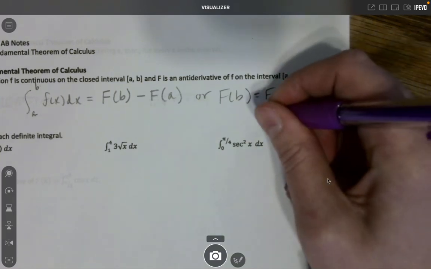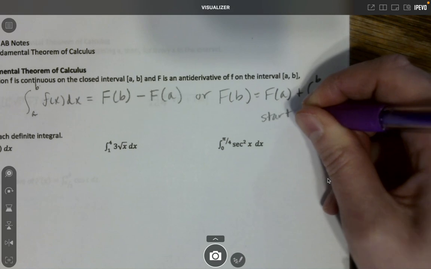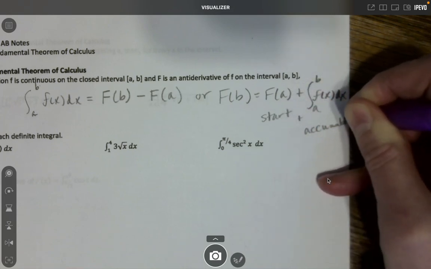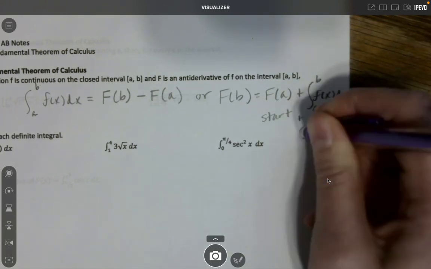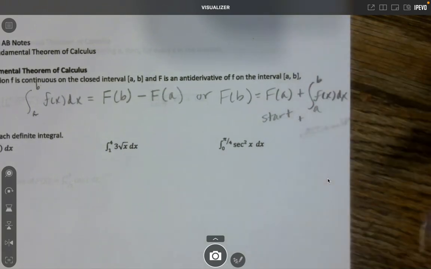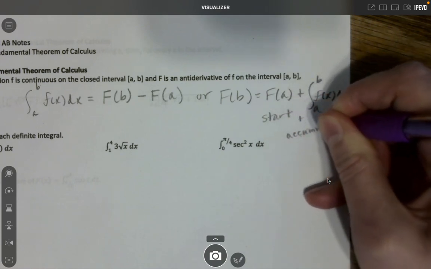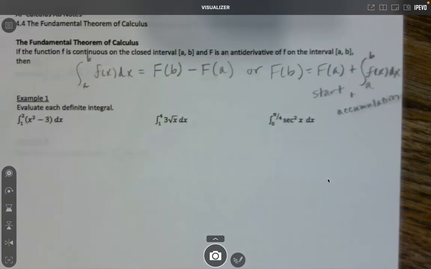So this is a start, and then we think of this as accumulation. So start plus accumulation. Again, too early to worry a lot about this. You can't even read the word accumulation, but I want to make sure that I'm talking about it from the beginning this year. Okay, so looking at our definite integrals.